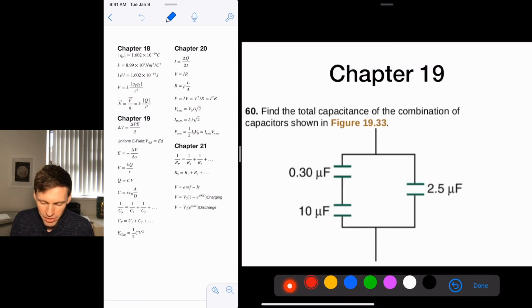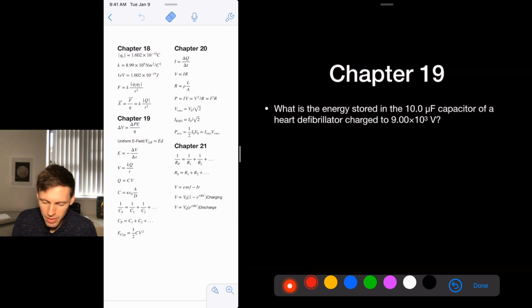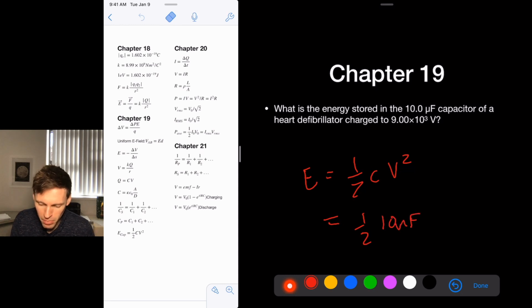Okay. Find the total capacitance of the combination of capacitors here. So this is two capacitors in series, and then those two sets of capacitors are in parallel. So the first thing we have to do is combine these together, and that means 1 over C total is going to be 1 over C1 plus 1 over C2. Okay, and then once you get that, then you just put it in parallel to 9 times 10 to the 3 volts. So the energy in a capacitor is 1/2 CV squared, and so we have 1/2 times the capacitance, 10 microfarads times 10 to the minus 6, times 9 times 10 to the 3 volts.